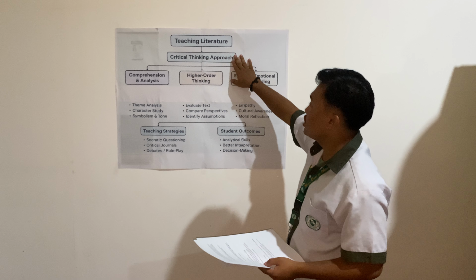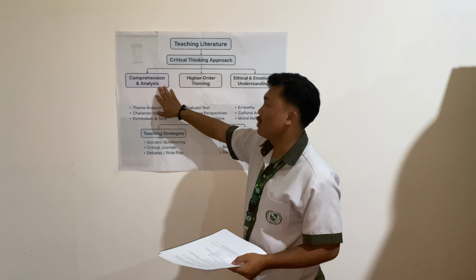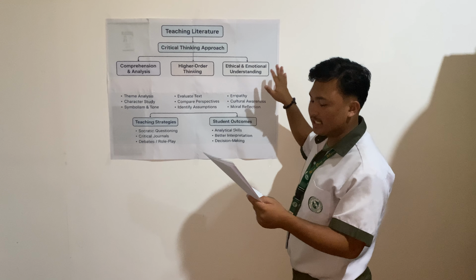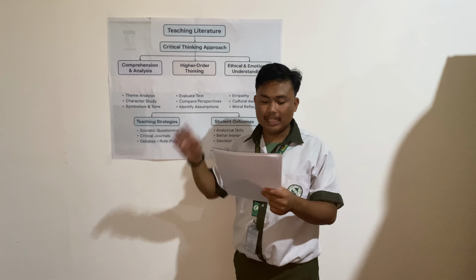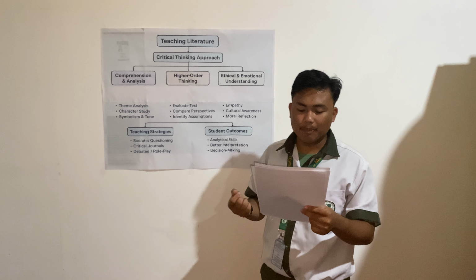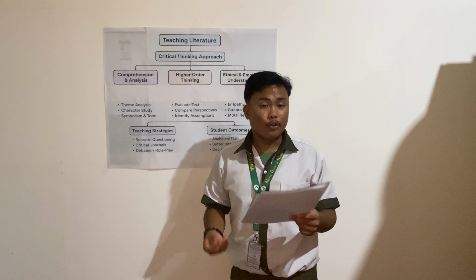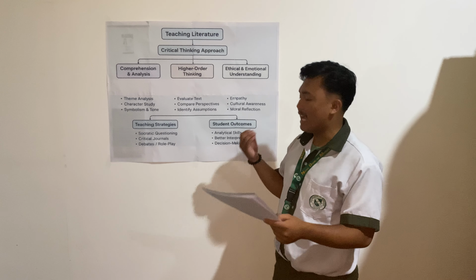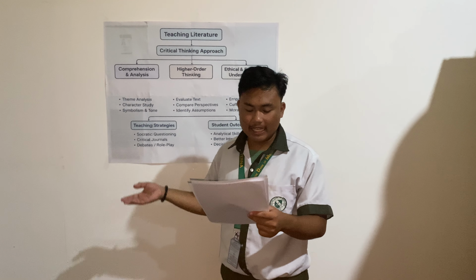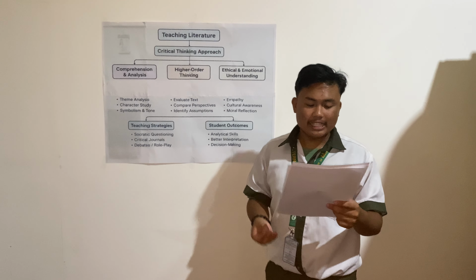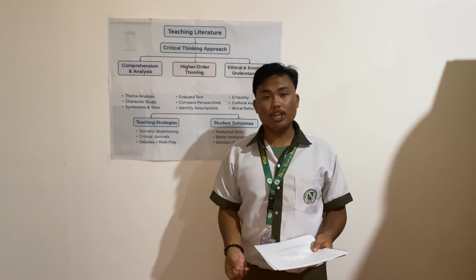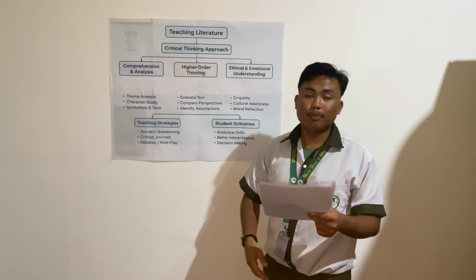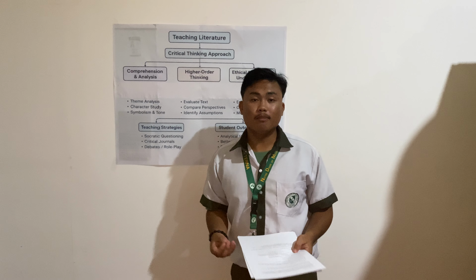For the critical thinking approach, there are three components: comprehension and analysis, higher order thinking, and ethical emotions and understanding. For comprehension and analysis, this area focuses on helping students understand the complete text. There is a deep analysis, identifying the main message or central ideas, and also the character study. In the character study, examining characters' actions, motivations, and development. And lastly, symbolism and tone, interpreting deeper meaning and the author's emotional intent.